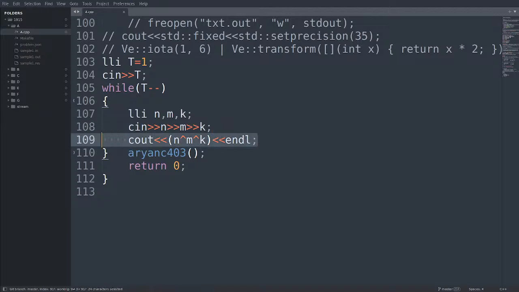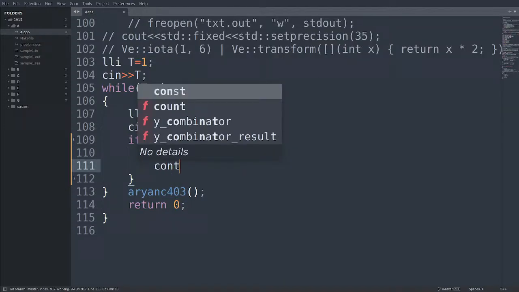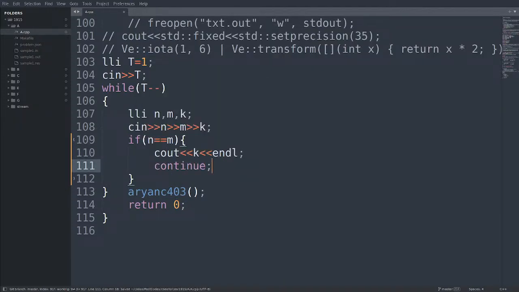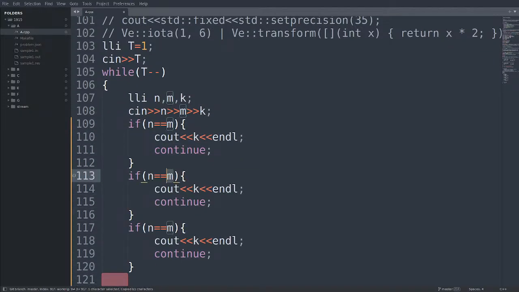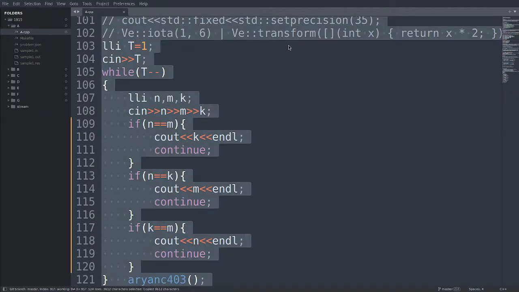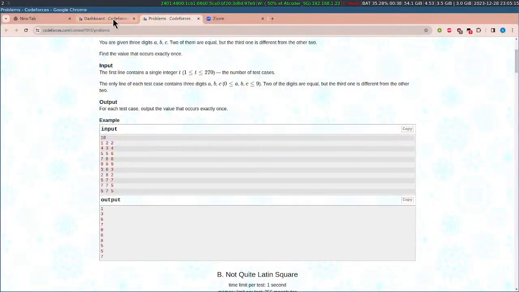What we can do is first take three integers as input, and then we can manually check the cases. For example, if n and m are equal, then we know that the third distinct integer is k. Similarly, we can create more cases. If n and k are equal, then the third integer would be m. And if k and m are equal, then the third integer would be n. We can do this and now try to submit it on Codeforces.